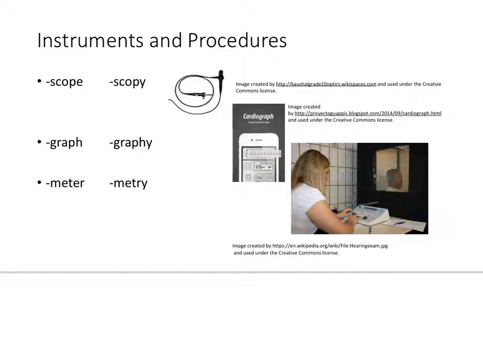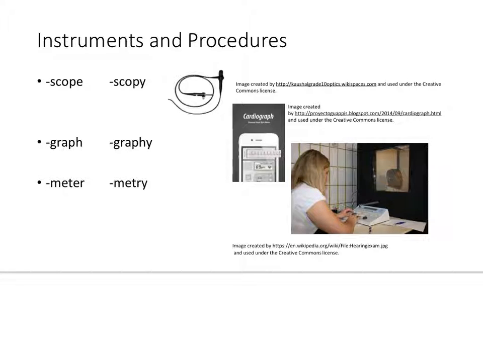Graph is the recording that you get. Graphy is the procedure. Cardiography would be a procedure where you're measuring how the heart beats. The graph is the output. Meter is the instrument. Metry is the process. So audiometry would use an audiometer to do a testing of how well somebody hears.